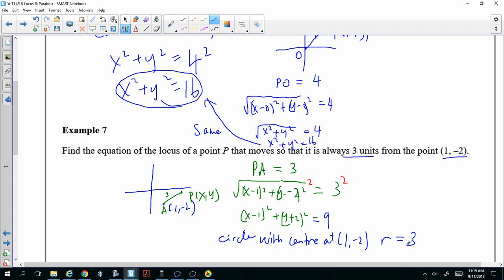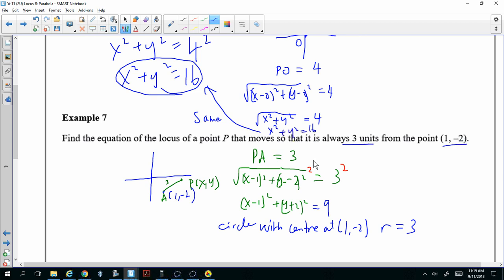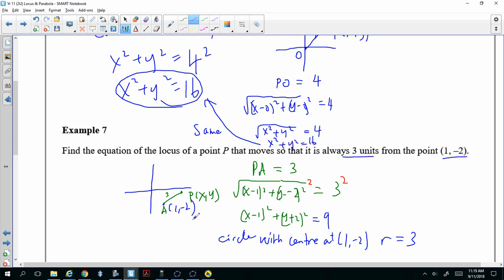All right, cool. Let's move on to the next question. Find the equation of the locus so that it is always 5 units from the y-axis. Will you get a circle this time? Maybe not. So let's see what you get.